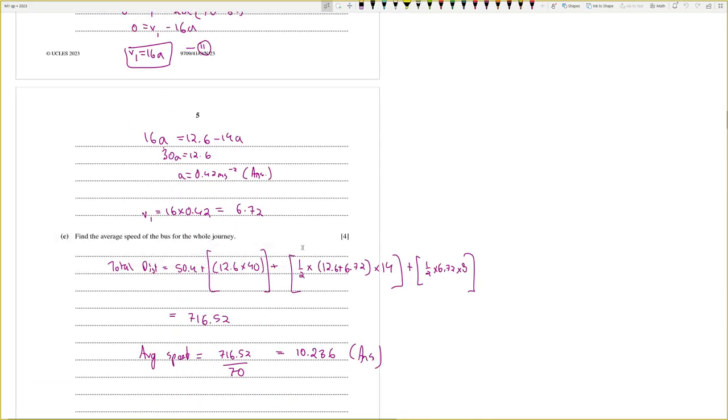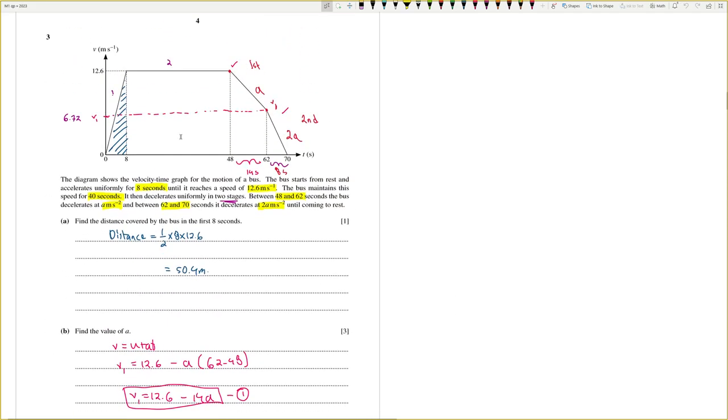Find the average speed of the bus for the whole journey. So you guys need to realize something. The formula for average speed is total distance divided by total time. Okay. So what is the total distance? So we know the distance for the first phase, which is 50.4 meters. And then for this rectangle, what's it going to be? 48 minus 8, which is 40.